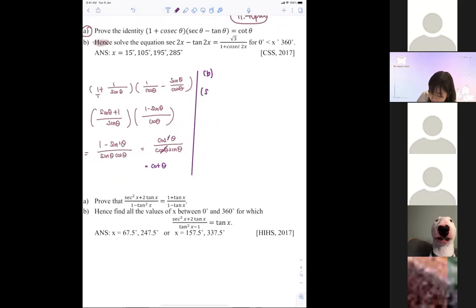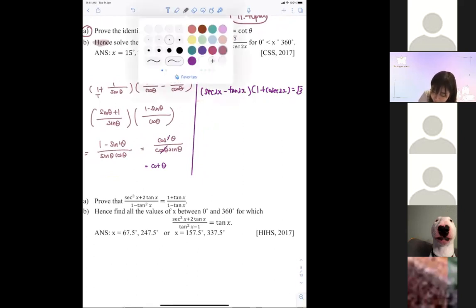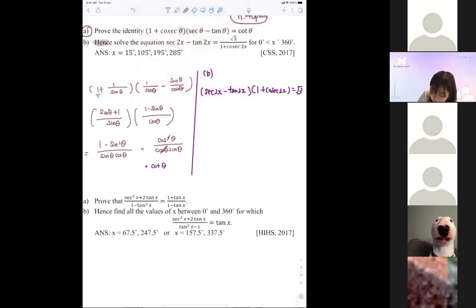I bring over secant 2x minus tangent 2x, 1 plus cosecant 2x is equals to square root 3. Can you see that these two brackets are the same as this? The only difference is the angle. This is theta, this is 2x. So you just have to change theta here to 2x.